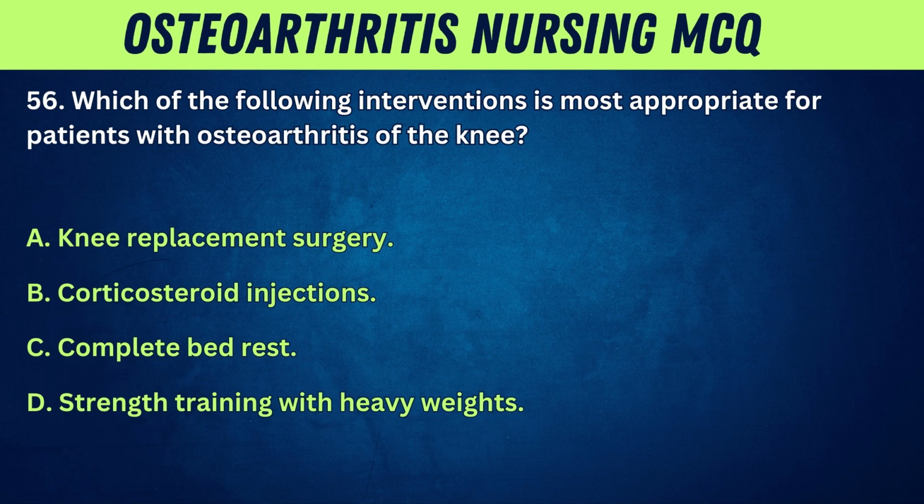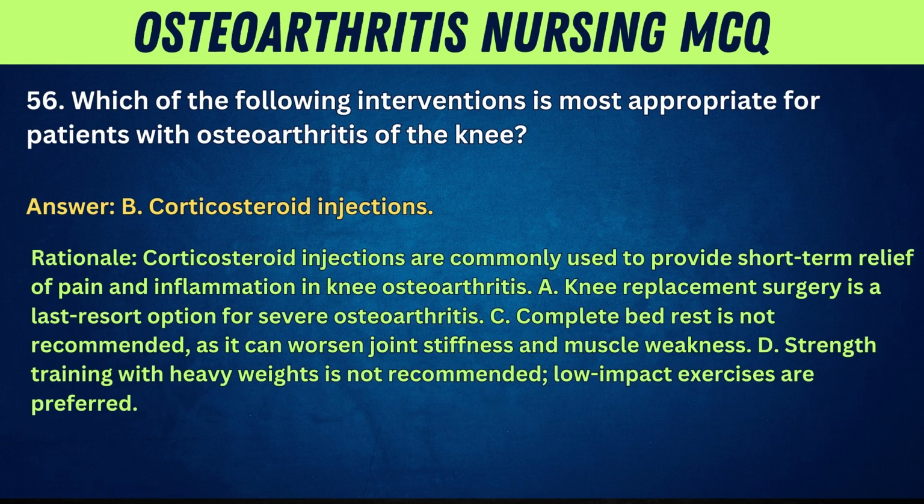56. Which of the following interventions is most appropriate for patients with osteoarthritis of the knee? A. Knee replacement surgery. B. Corticosteroid injections. C. Complete bed rest. D. Strength training with heavy weights. Answer: B. Corticosteroid injections.